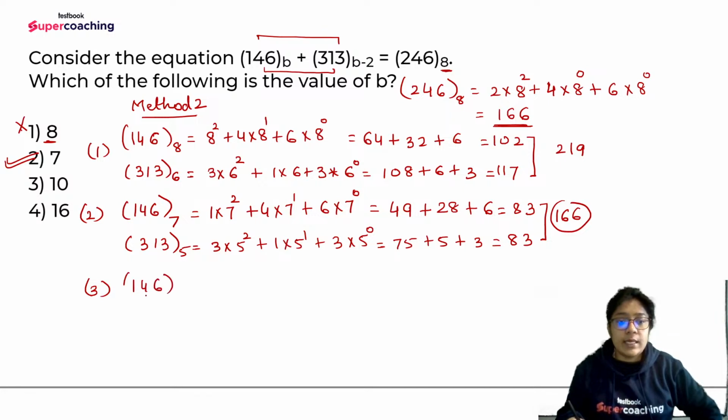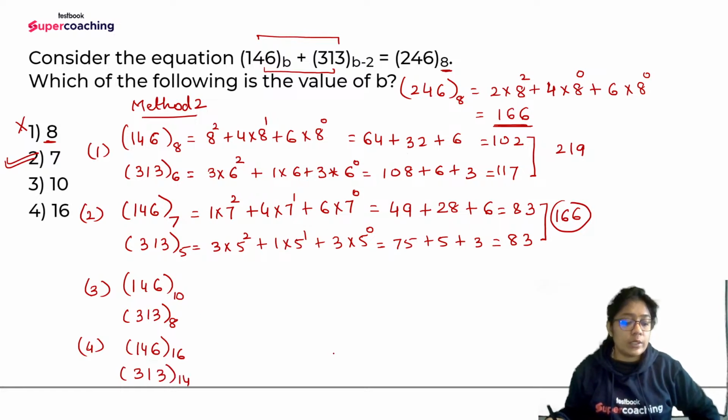146 आप base 10 substitute कर लोगे. 313 with the base 10 minus 2 is 8. Similarly, option 4 के लिए 146 with the base 16. 313 with the base 16 minus 2 is 14. So this way you have to calculate.